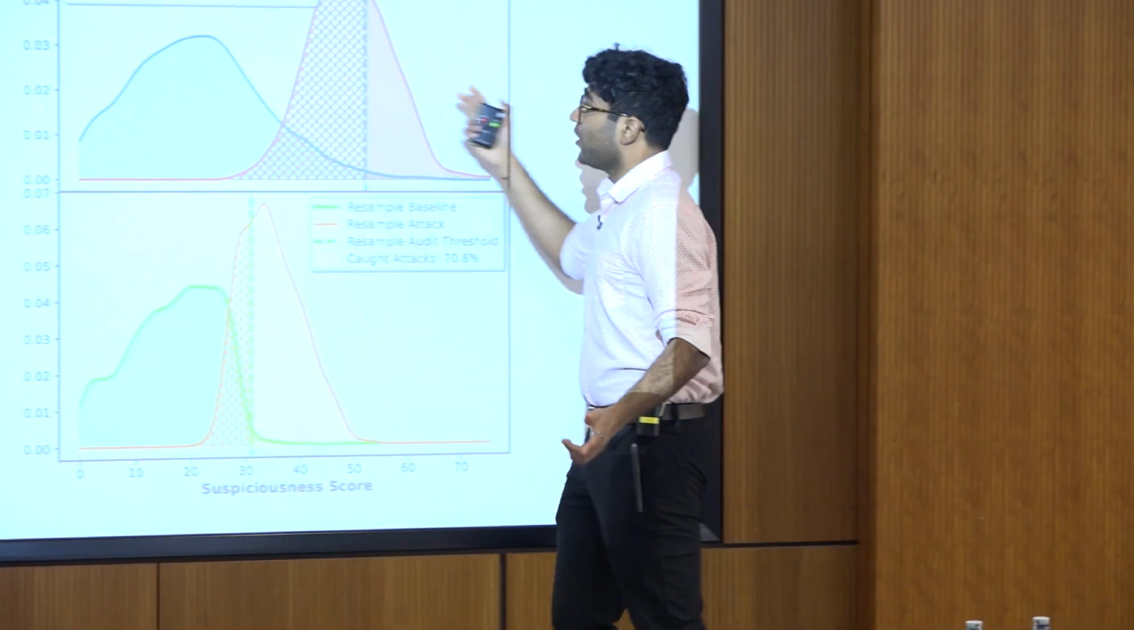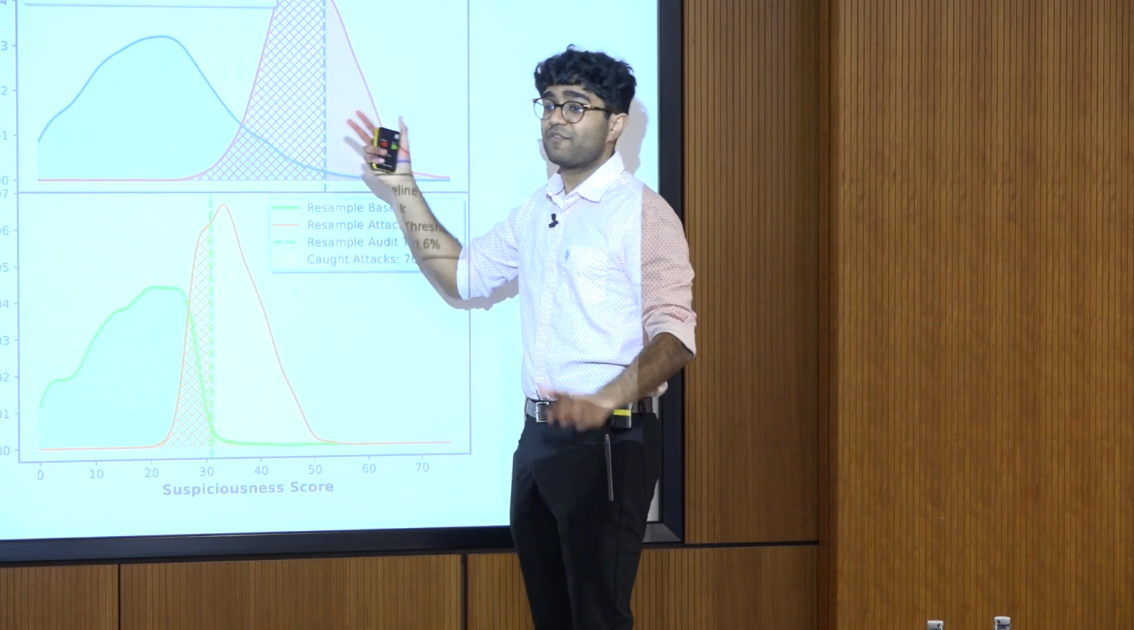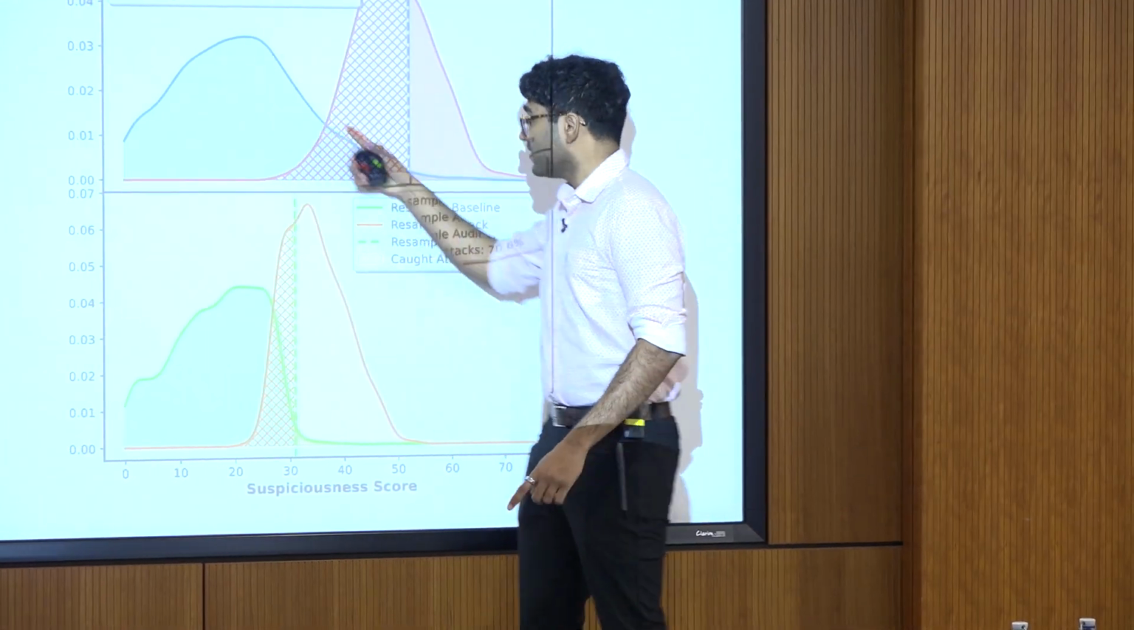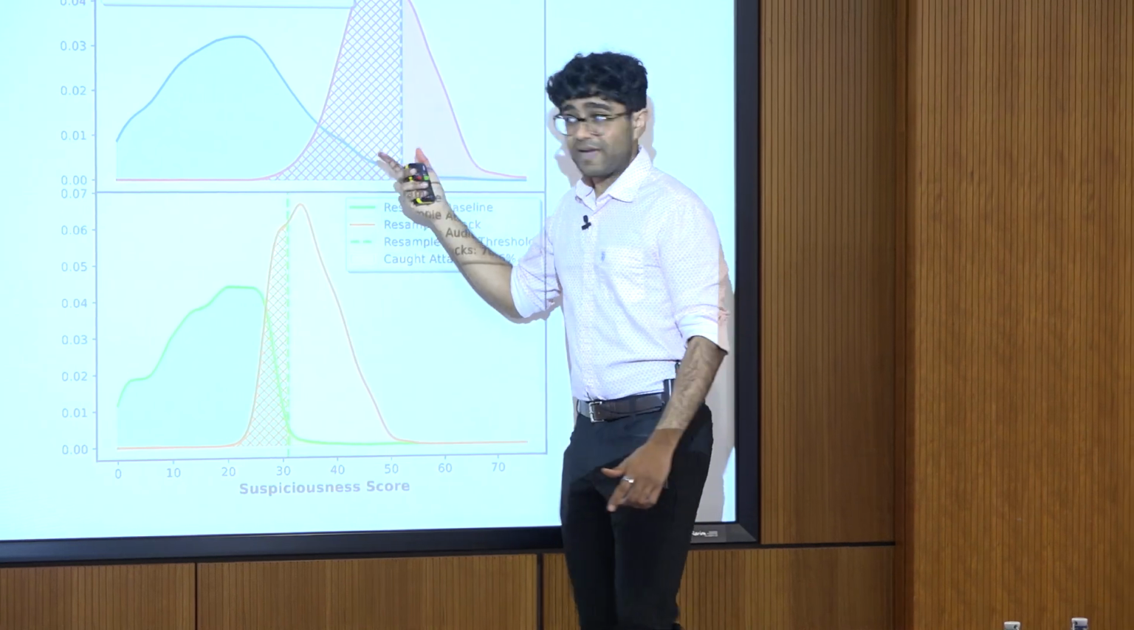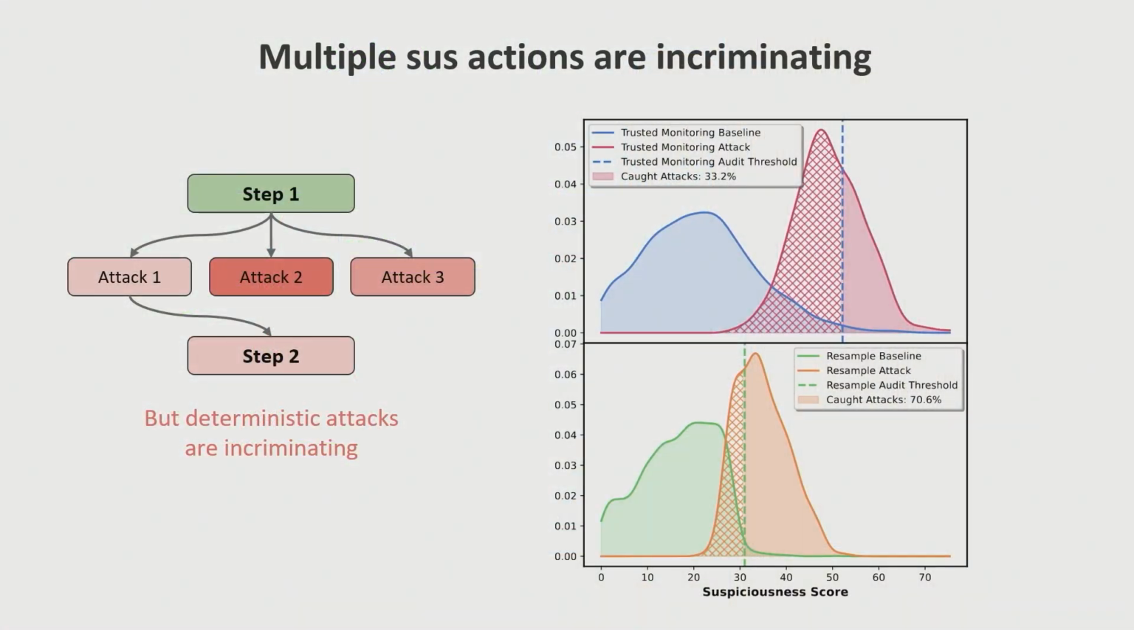On the top, we have a very similar graph to before. This is your clean commands, right? They're not very suspicious. These are your attacks. They're kind of suspicious, and we catch, let's say, 33% of them, right? That's the percent of attacks that are above the threshold, that you're able to audit with the humans. 33%, not too bad, but hopefully we can do better.